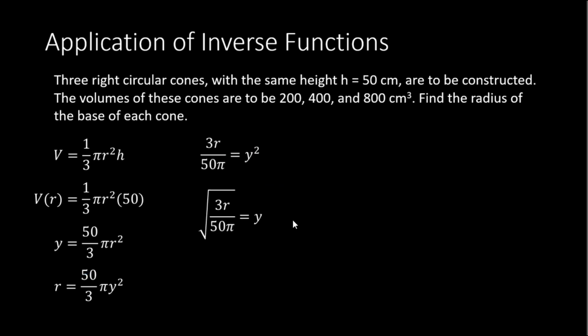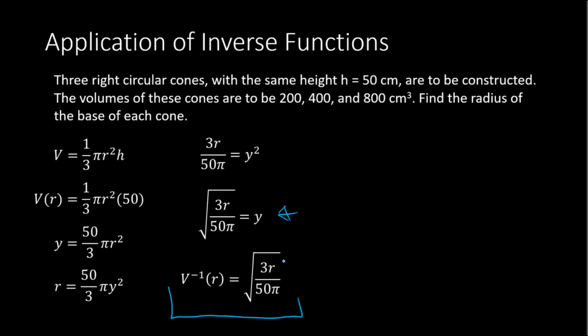And we see that all typed up all the way to here. And then we can replace the y with the inverse function notation. So we can write v inverse of r equals that square root. So now we have this new function that, as we stated, we can plug in the volume and get back out the radius.